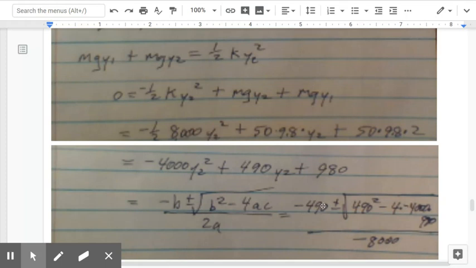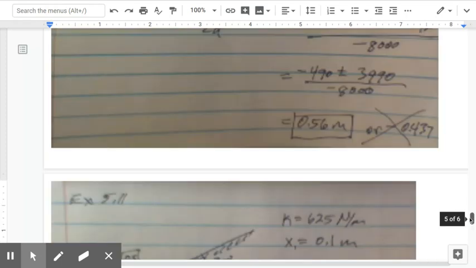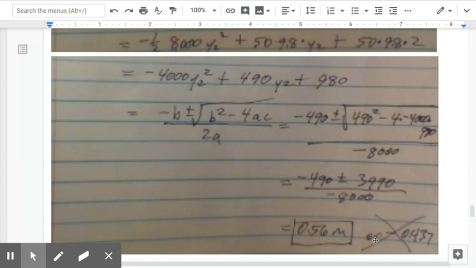B is negative 490, and B here again squared, minus 4 times A times C, divided by 2A, which would be 2 times negative 4,000, which gives us negative 8,000. Then when I put that into my calculator, I get 2 different numbers. So here's my work. I end up with 0.56 meters and a negative 0.437 meters.